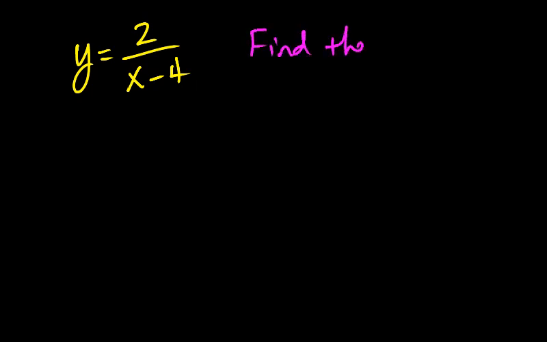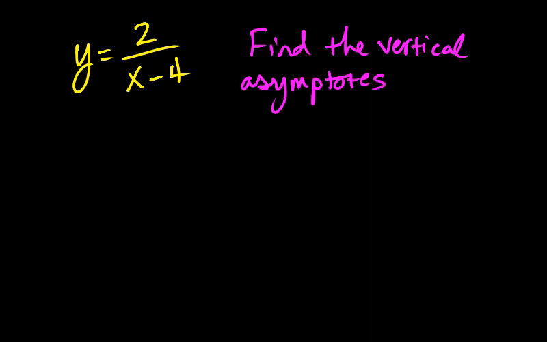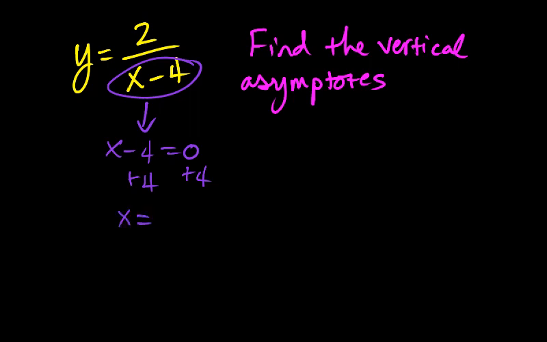Let's go with y equals 2 over x minus 4. That's our rational function. So if we want to find the vertical asymptotes, what we are going to do is take the denominator, which is the one on the bottom, and set it equal to 0. So take x minus 4, set it equal to 0, and solve. We would add 4, and we would get x equals 4.